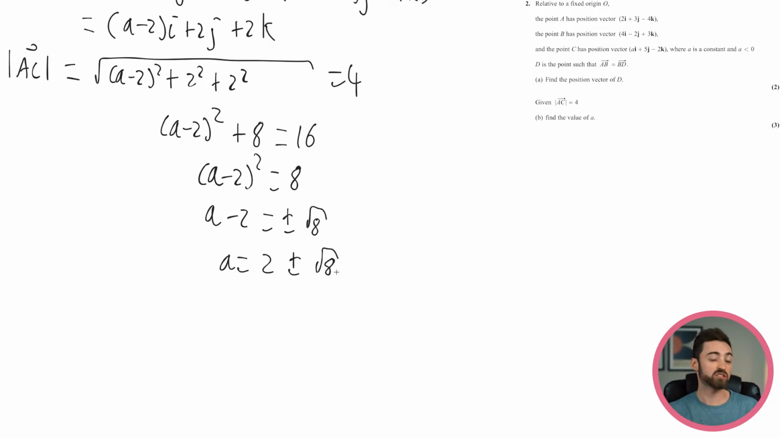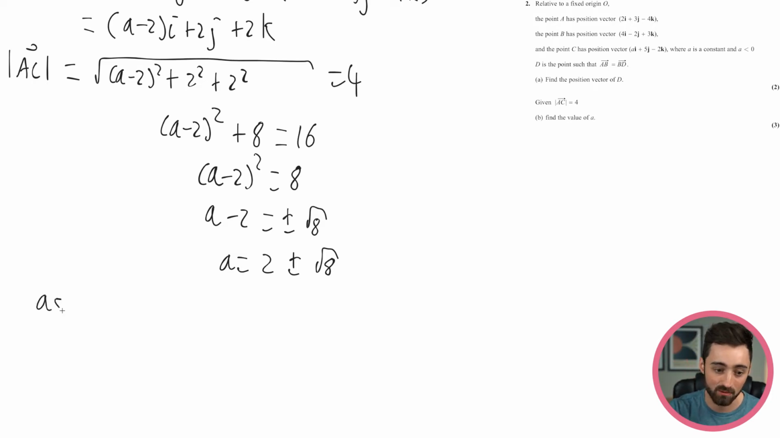You might be tricked into thinking that you're done here, but just be super careful. Every time you get more than one solution for something you're trying to find in the question, have a look through the question again to see if there's anything that will let you discard one of the solutions. There might be two solutions for a, but if there's just one, then I want to give that specific one. So look at this long line in the question. It says where a is constant and a is less than zero. So there we go straight away. Look at this: 2 plus root 8 is positive and 2 minus root 8 is negative, because root 8 is bigger than 2. So I know that I only care about one of these solutions.